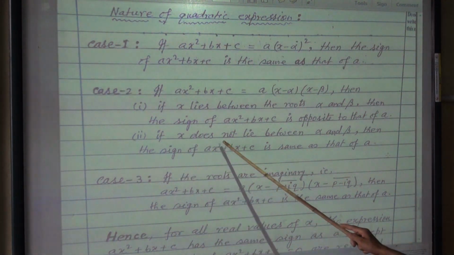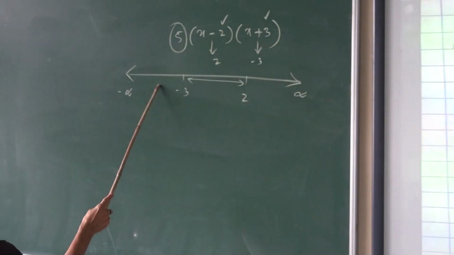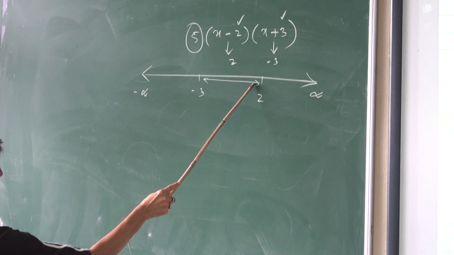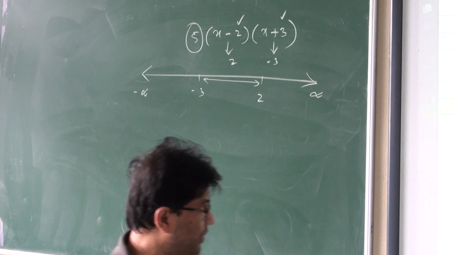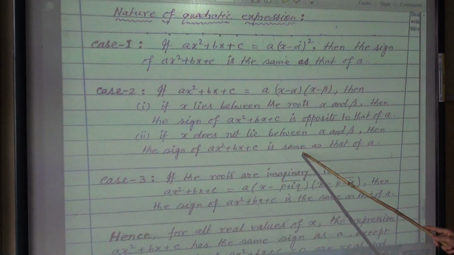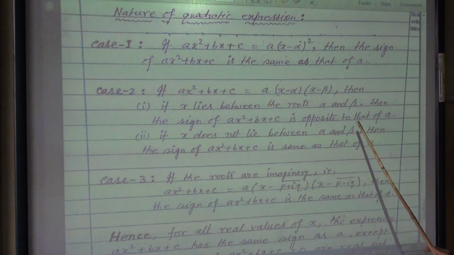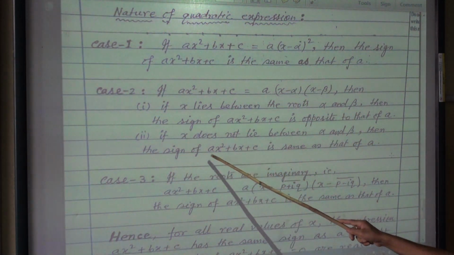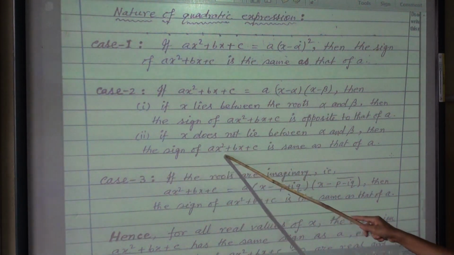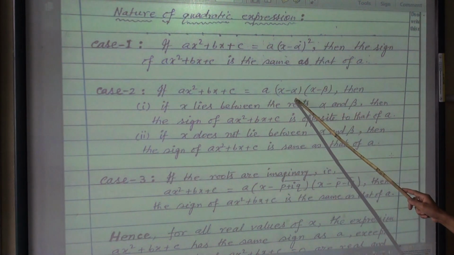But if x does not lie in between alpha and beta, like here, if x is either here or here, outside this region, then the sign of this one is the same as that of A. When x is outside alpha and beta, the sign of the expression will be the same as A. If A is positive, this will be positive. If A is negative, this will be negative. Two possibilities we have done here.